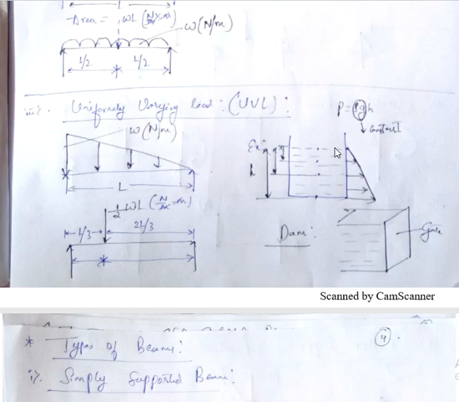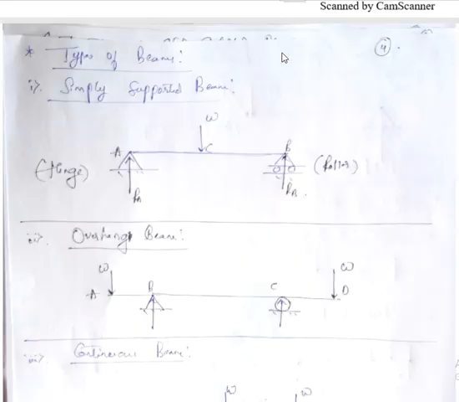So these are the concepts about UDL, UVL and concentrated load. Now after types of loads, we'll move on to types of beams. There are different types of beams. Among them, the first one is the simply supported beam. A simply supported beam is a beam in which the supports are provided at the ends.